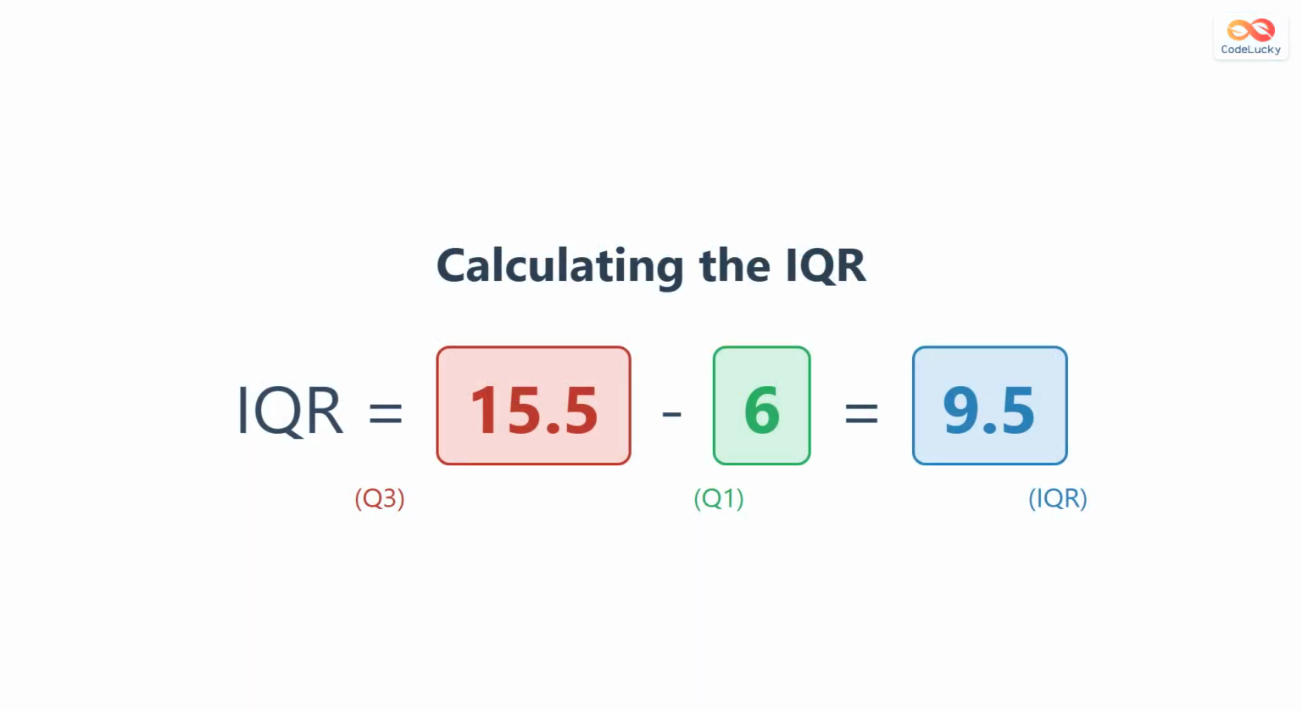Let's plug in our numbers. We take our Q3 value of 15.5 and subtract our Q1 value of 6. 15.5 minus 6 gives us 9.5. So the interquartile range of this dataset is 9.5.